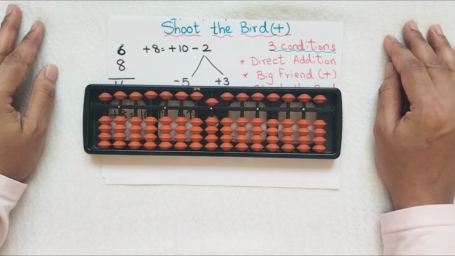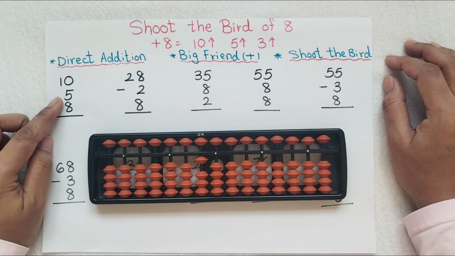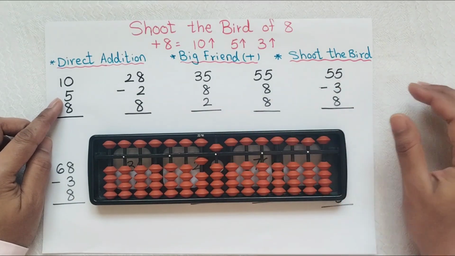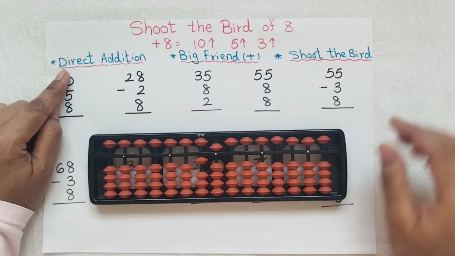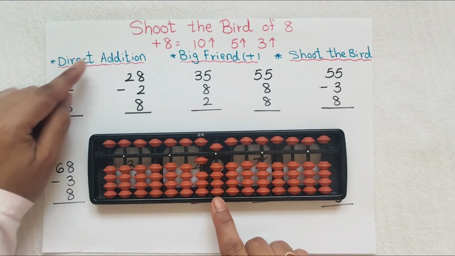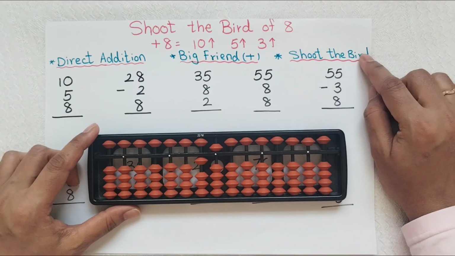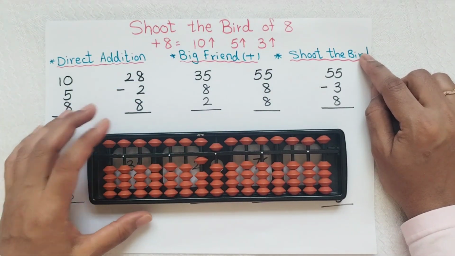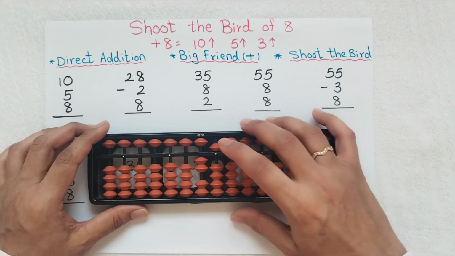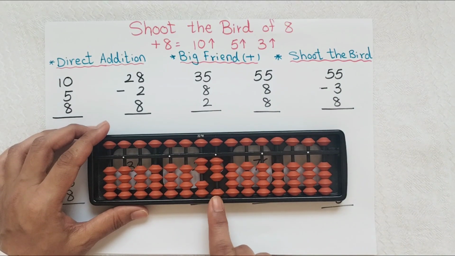So let's get started. 10 plus 5 plus 8. 10 plus 5, direct addition. Now plus 8, how will I do it? Can I do direct addition of 8? No. Can I do big friend addition of 8? No. So I will use the shoot the bird method. That is 10 up, 5 up, 3 up. My answer is 23.